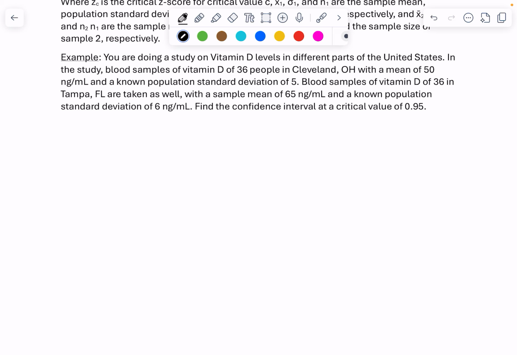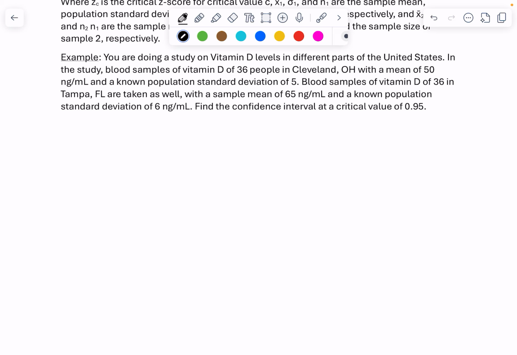We're doing a study on vitamin D levels of different parts of the United States. And in the study, blood samples of vitamin D for 36 people in Cleveland were found to have a mean of 50 nanograms per milliliter, and the known population standard deviation is 5.